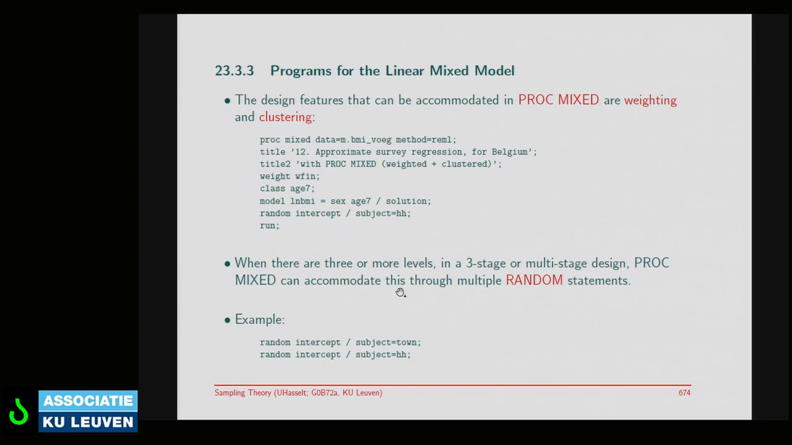Okay. For the linear mixed model, but now with inclusion of the random effects, you include the same program, random intercept, subject is HH, so that says, wait a minute, the data are not all independent, they're actually clustered within households. If you would go for a three-stage approach, it's perfectly possible to do that with PROC MIXED. You would have a random town effect and a random household effect specified here at the bottom of the page.